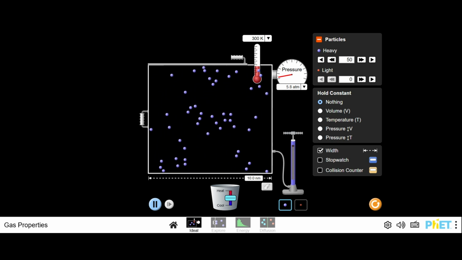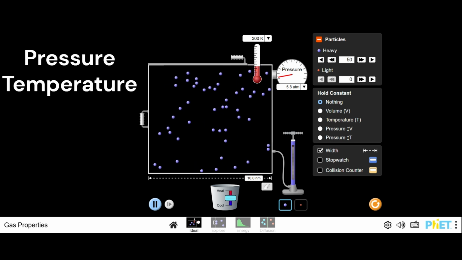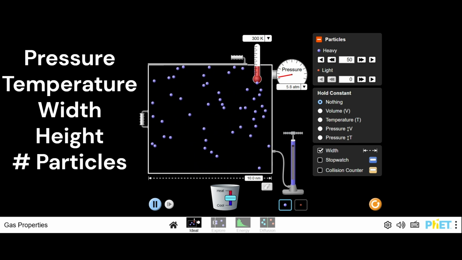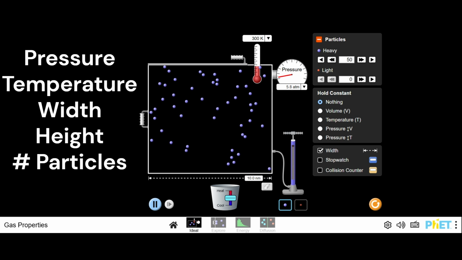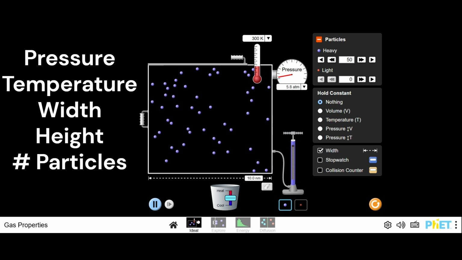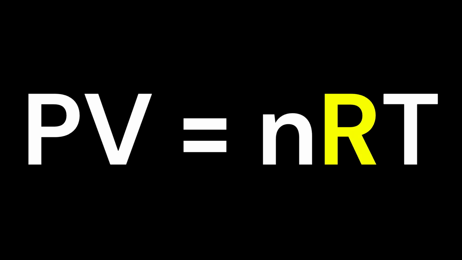Let's consider what I know. Pressure, temperature, width, height, and the number of particles. That information is quite close to what is required to use the ideal gas law, PV equals nRT. R is the gas constant, though n is not the number of particles but the number of moles. I know I can use moles to get the number of particles, but since I know there are 50 particles in the box, I want to use that number if possible.